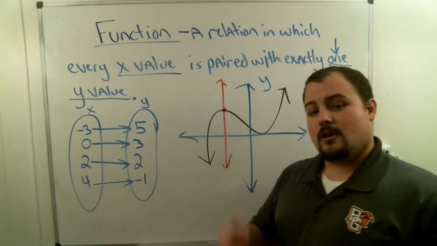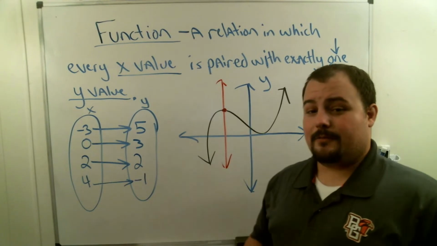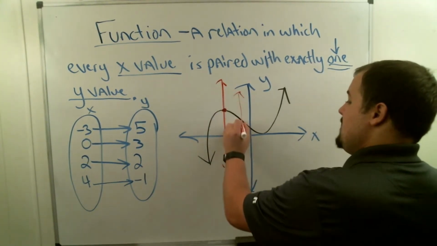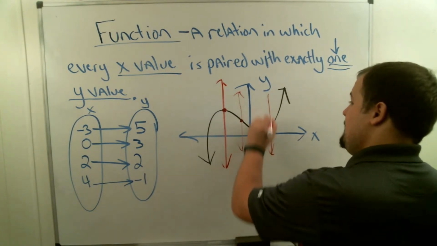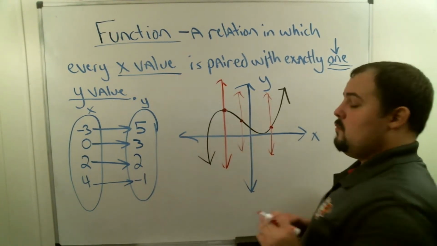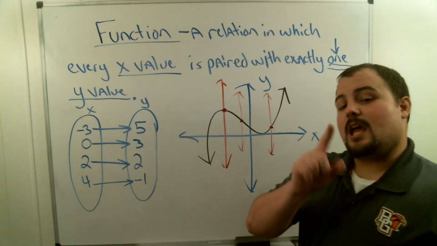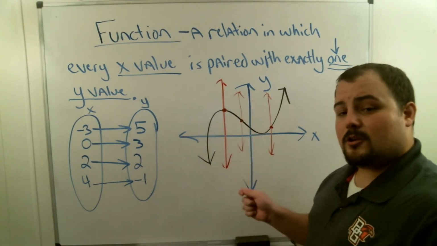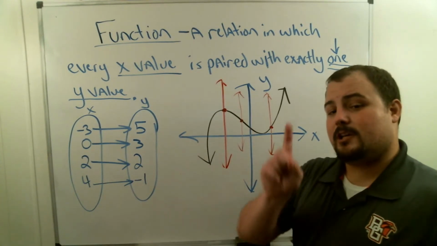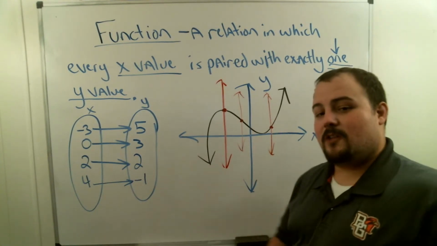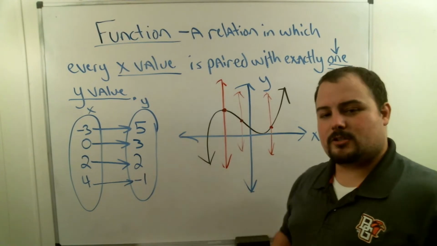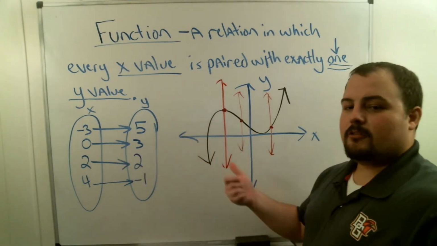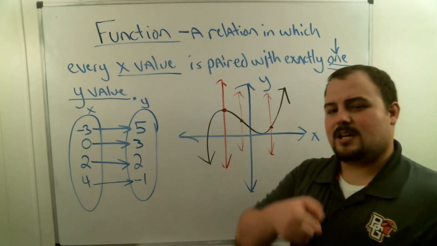If you draw a line straight up and down as many times as you want, and every time you only hit the graph one time, then this would be a function. Because every x value is only paired to one y value. So anytime you draw a line straight up and down on a graph, if it only hits one time, that's a function. If it hits 2 times, that's not a function. So in a map, 1 x to 1 y; in a graph, do the vertical line test to test if you have a function.